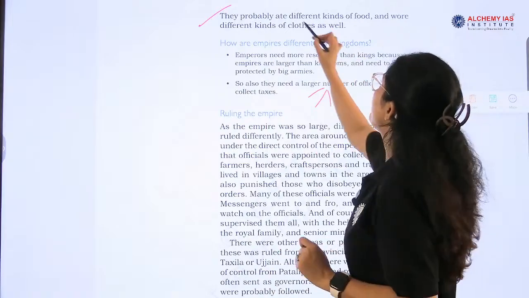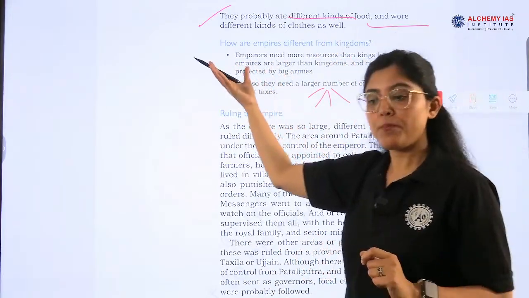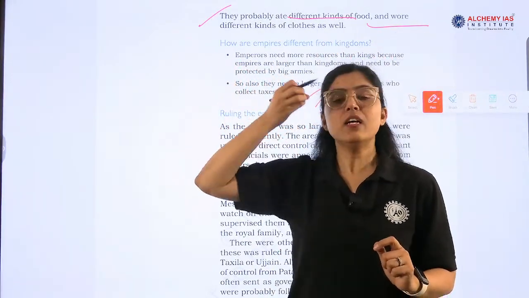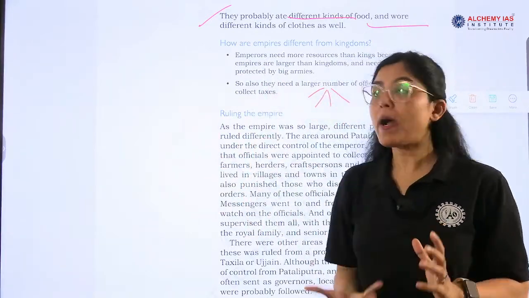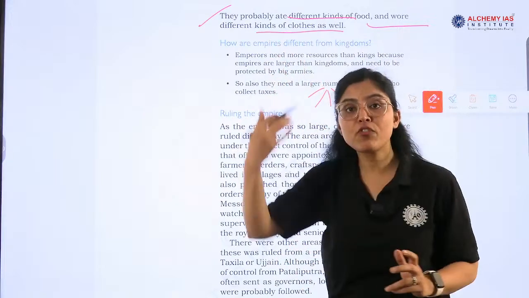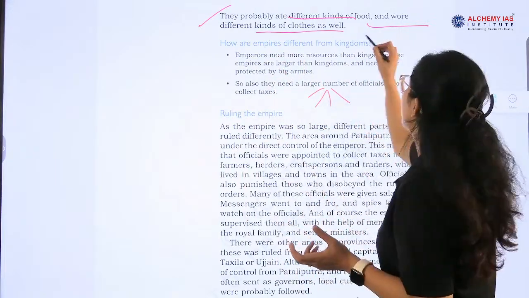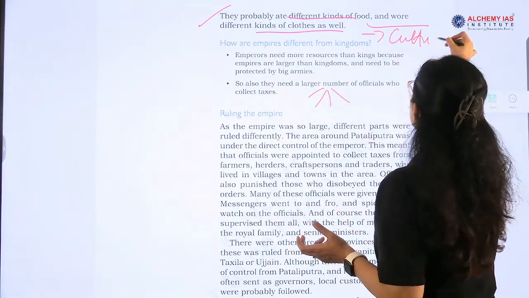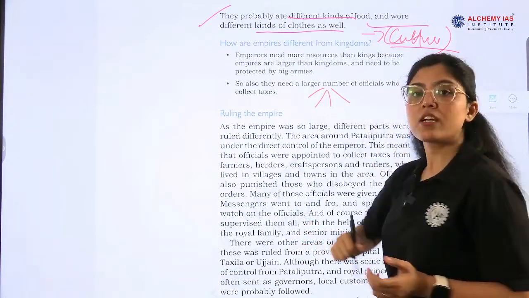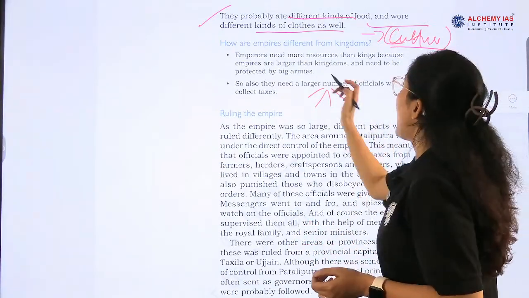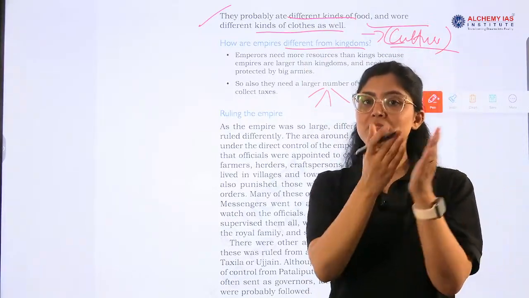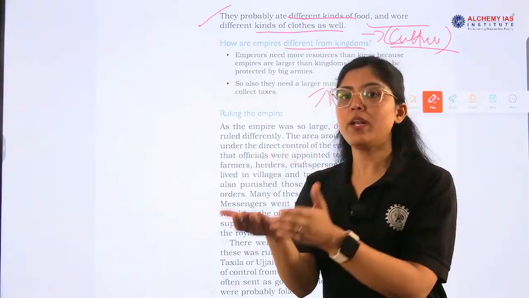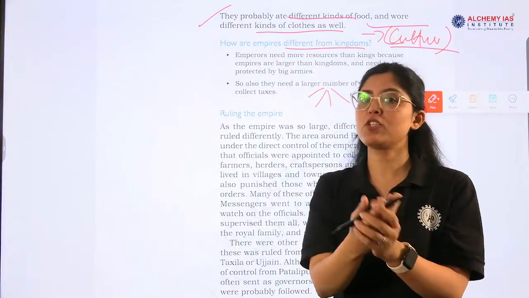So they probably ate different kinds of food also. The empire had different languages, different food patterns, and different kinds of clothes. So what we see is that different cultures were there, right? How are empires different from kingdoms? The name of the chapter is From a Kingdom to an Empire. So how does an empire differ from a kingdom?